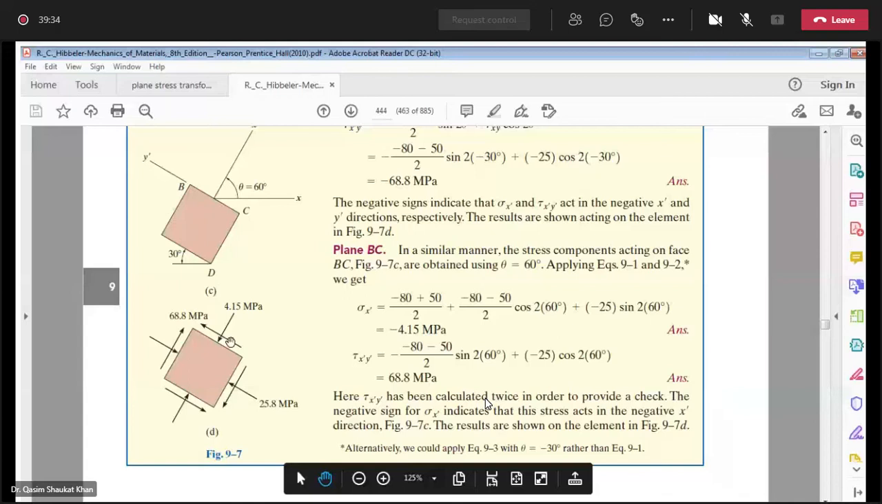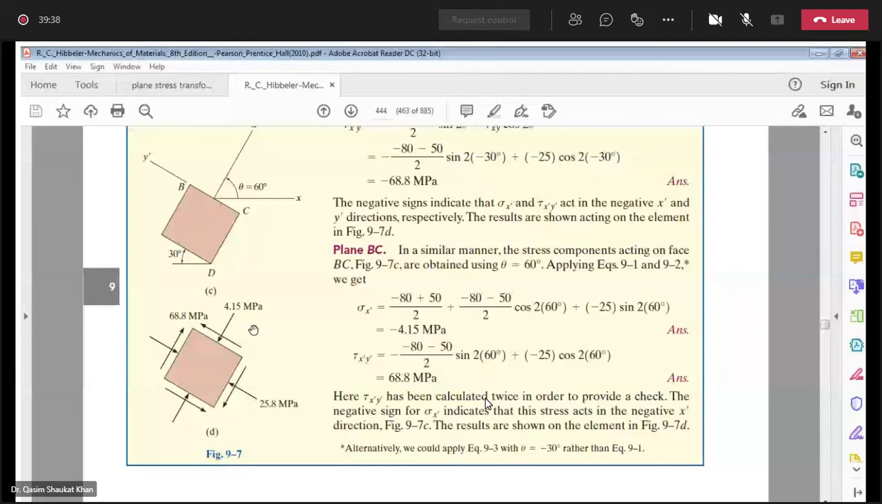For our case number 1, sigma x dash was minus 25.85 megapascals, tau x dash y dash was minus 68.79, so that you can show with the negative signs. In the second case, you have tau x dash y dash as positive 68.79 megapascals. Okay?